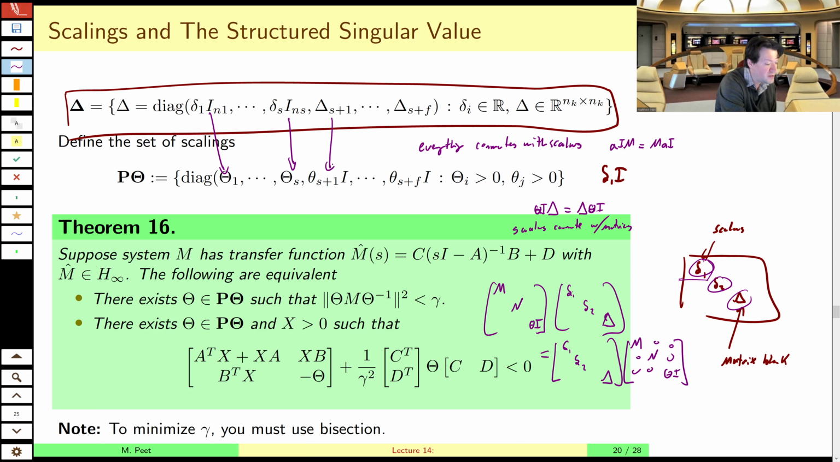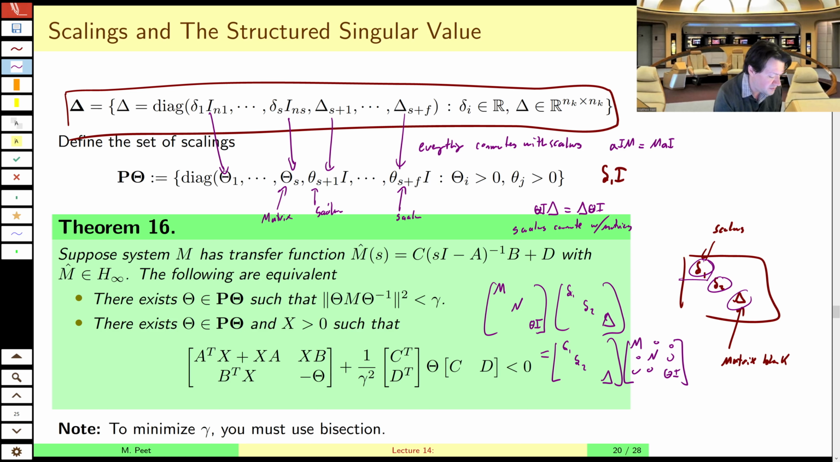Now for the unstructured block, we have scalars. This is a scalar, and this is a matrix. We don't know anything about the matrix; it could be anything. Anything commutes with that scalar. And these, of course, are scalars as well. So for each unstructured block, we can parameterize the set of scalings using scalars, and for every scalar block, we can parameterize the set of commuting matrices with matrices. So that's the set of parameters which commute with this set of uncertainty sets.